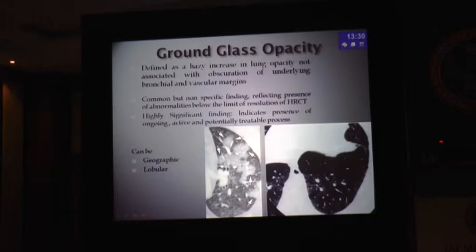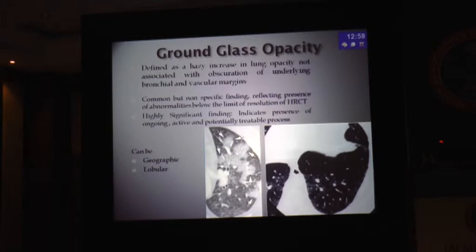Then comes the ground glassing. Very common finding on HRCT. Ground glassing is just a subtle increase in haziness, but it doesn't obscure the underlying anatomy, the underlying vessels or the bronchi. This is see-through, you can still see the parenchyma through this. It can be very non-specific, but it is a very important finding because it tells us that yes, there is a disease which is potentially curable. It is very, very early.